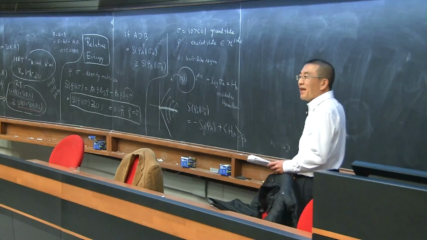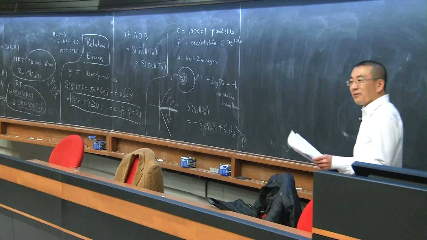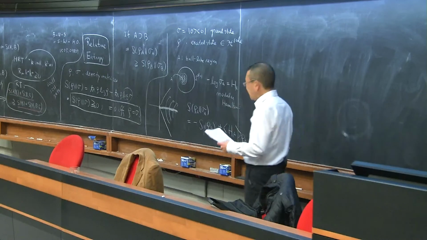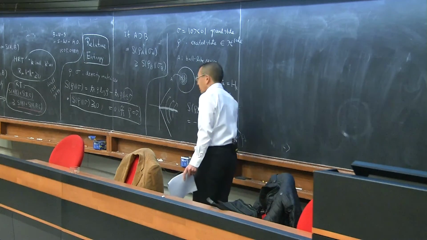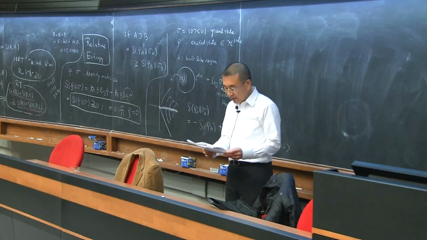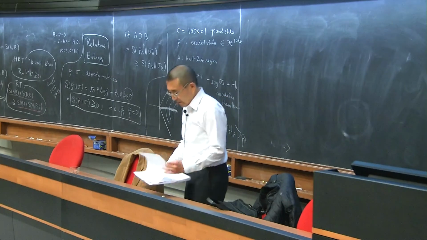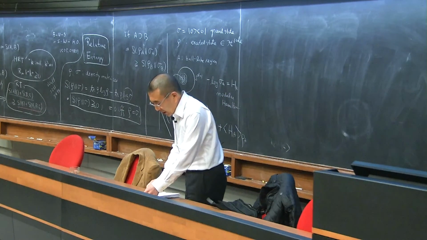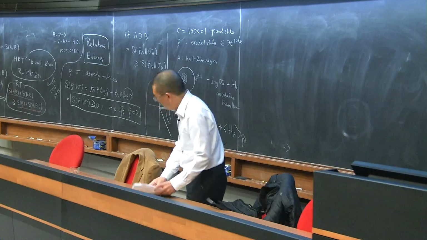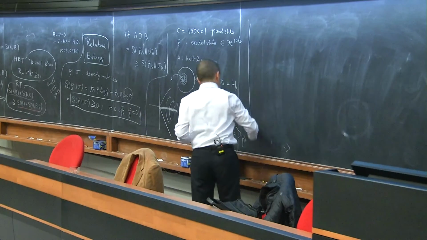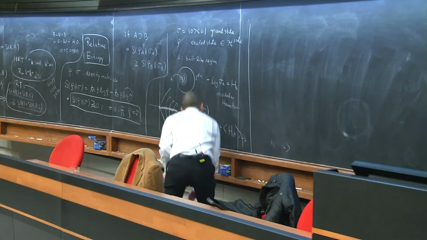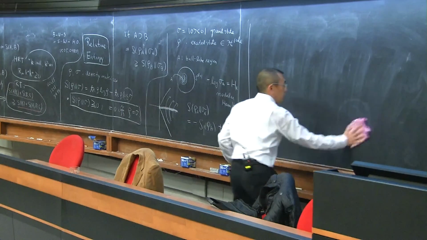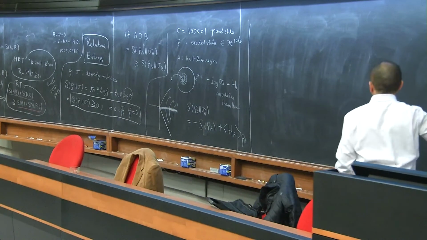So this looks like a free energy, right? The Hamiltonian minus an entropy. So this looks like a free energy. And in fact, this is actually a very useful analogy. So you can think of relative entropy as free energy for the modular Hamiltonian.